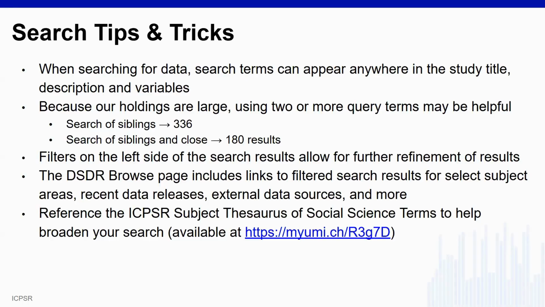And finally, I recommend getting creative with your search terms and thinking about alternative ways that a concept could be represented in the data. In the siblings and close example, this could mean searching for children and close, for example, if the questions are asked of a parent, or even using bond instead of close. The ICPSR subject thesaurus of social science terms is a great resource for refining your search terms, and it can be accessed at https://myumi.ch/R3G7D.